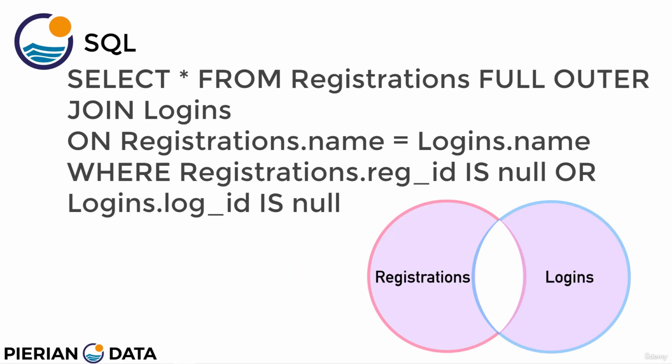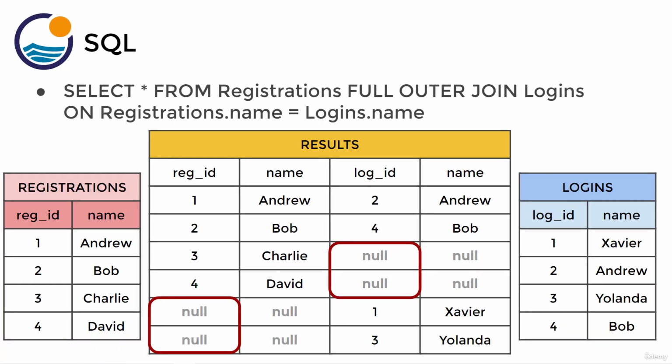So what does this actually look like in our example? We'll say something like select everything from registrations, a full outer join on logins, on registrations.name equal to logins.name, and then we can specify where registrations.registration ID is null or where logins.login ID is null. So this should show you how this would actually work.